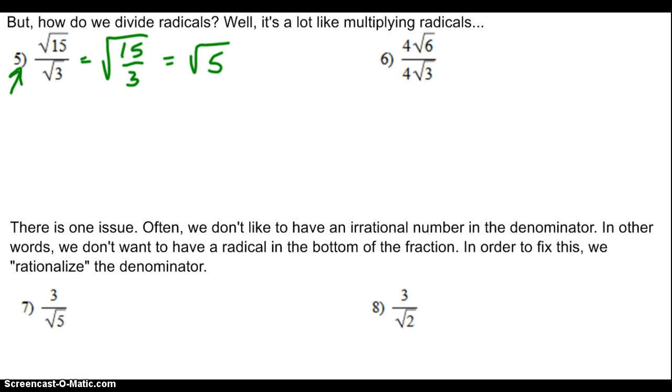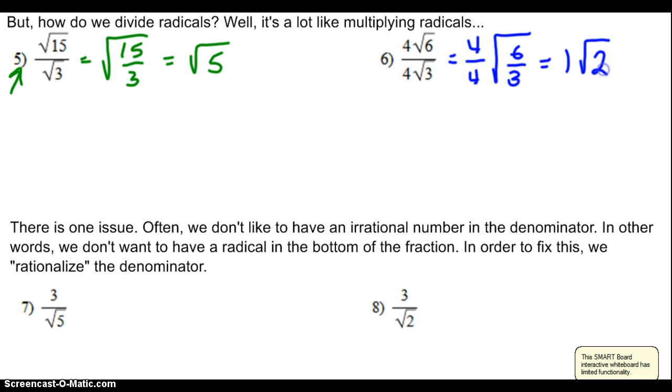We can do a similar thing for 6. We can divide the numbers on the outside of the square root, 4 divided by 4. And we can divide the numbers on the inside of the square root, the 6 divided by 3. 4 divided by 4, well, it's just 1. And 6 divided by 3, well, that's just 2. So we're left with 1 times the square root of 2, or we can write that as just the square root of 2.